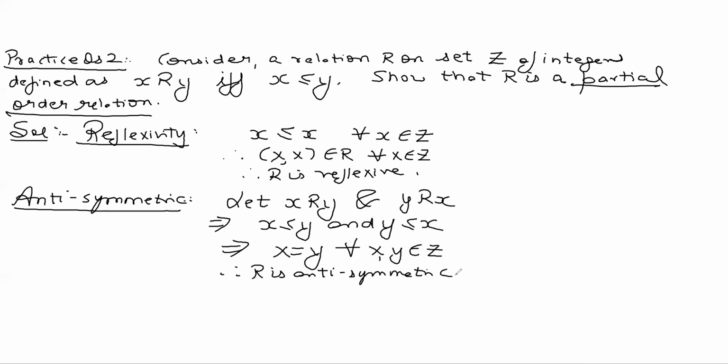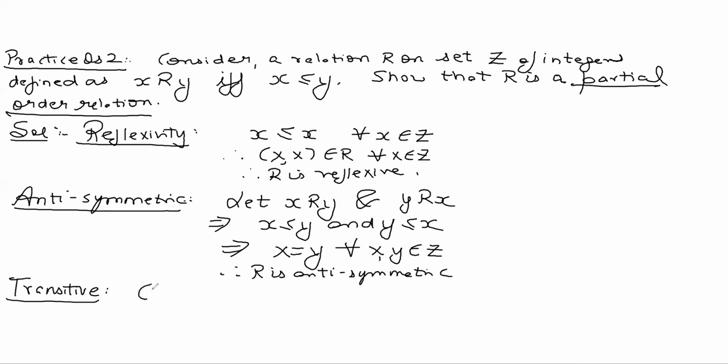The point to understand here is, if x is less than or equal to y and y is less than or equal to x, it implies x is equal to y, which implies R is anti-symmetric. The last thing to show, transitive.